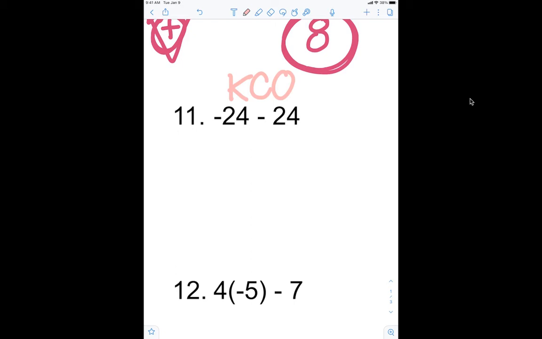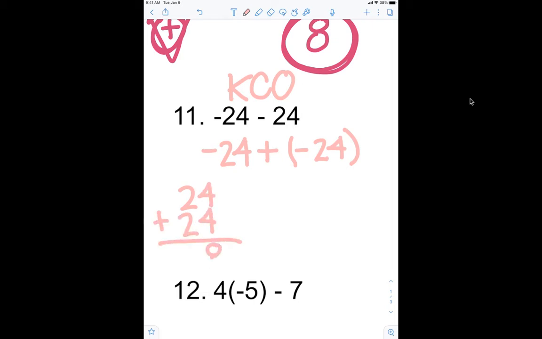Okay, hopefully you've had time. Remember, we're going to keep the first number, negative 24. We're going to change the minus to a plus, and then we're doing the opposite of positive 24, which is negative 24. So these are both on team negative. So remember, if they're on the same team, I can just add them together. So I've got 24 plus 24 on the same team. 4 plus 4 is 8. 2 plus 2 is 4. And since they're on team negative, it's got to be negative 48.